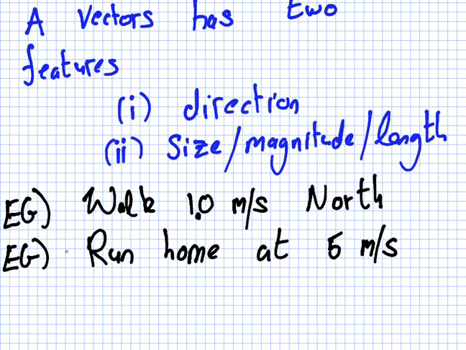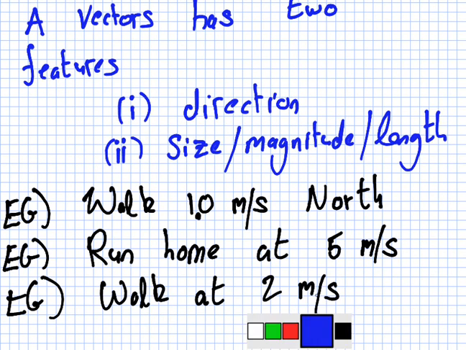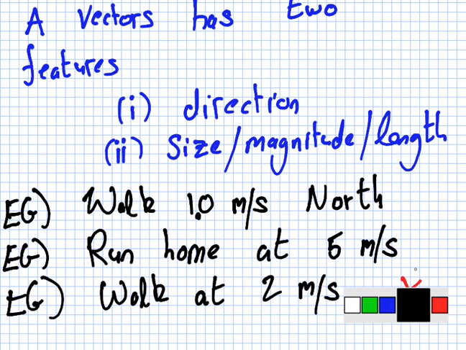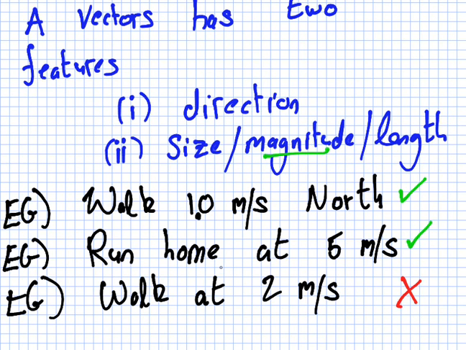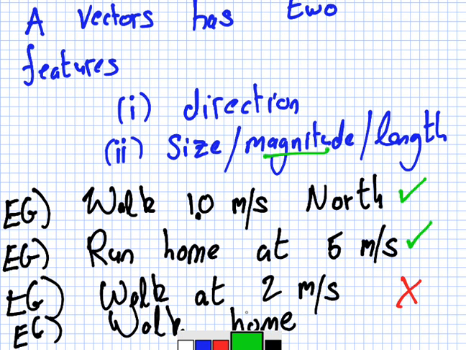Now, let's do something which is not a vector. Now this one is not a vector. Why not? What is it missing? No direction. It just has a magnitude, but it doesn't have a direction. And then here's another example of one that's not a vector. Walk home. It's not a vector. What's it missing? Well, it has a direction, because you're walking home. It's missing a magnitude, isn't it? So this here is not a vector.